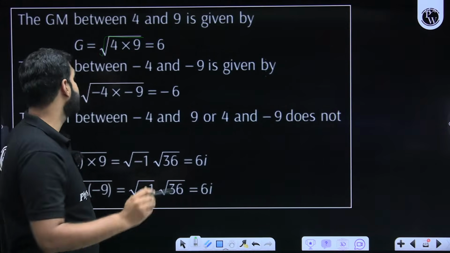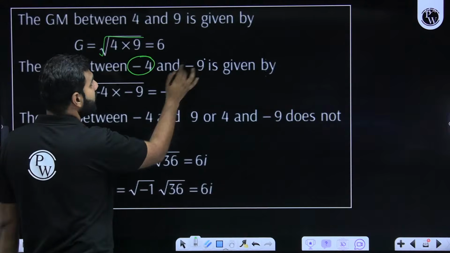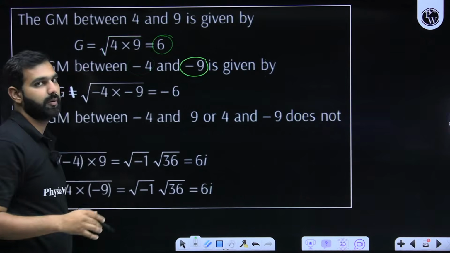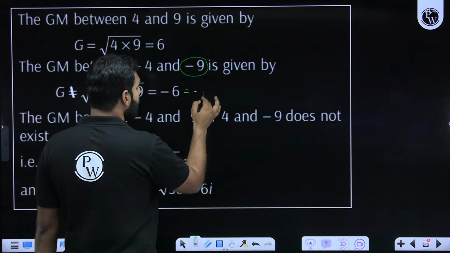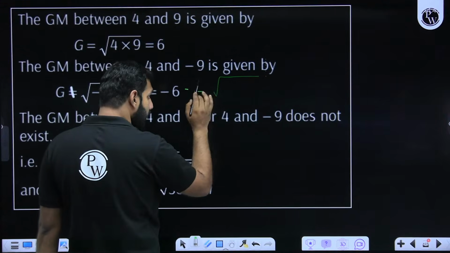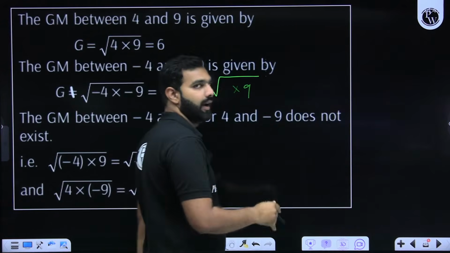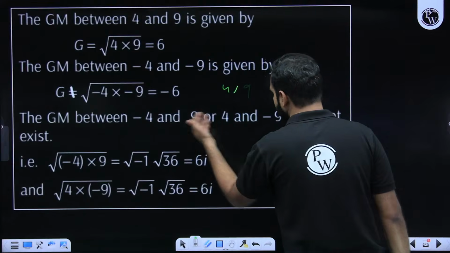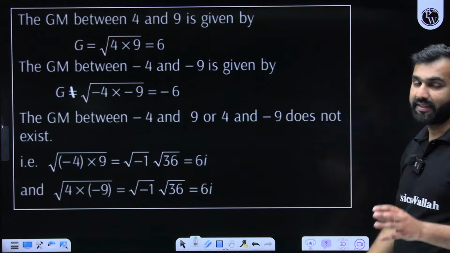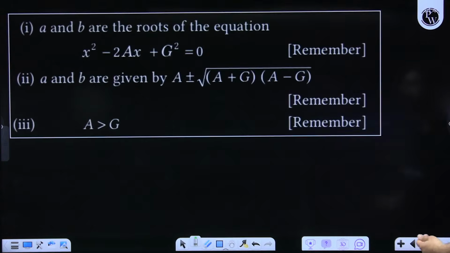But let's say I ask you the geometric mean between -4 and 9, then you don't say that 6 will be the geometric mean. In that case, the geometric mean will be the negative of the square root of 4 into 9. I hope you can check it by yourself. The next conclusion is that the GM between certain numbers will give you an imaginary number. In that case, it will be an imaginary GP.